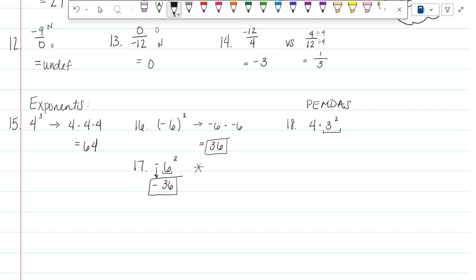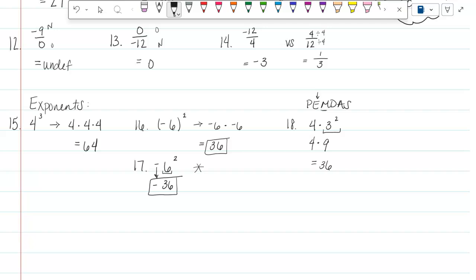You might have seen this before or heard, please excuse my dear Aunt Sally. We're using this sort of idea, and there's no parentheses, but there's definitely exponents. So we have to do the exponents first before we multiply. So 3 squared, that's 9, and then you just bring down the 4, and then we can multiply those two together and get 36.